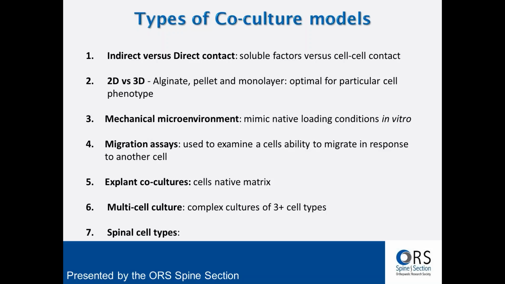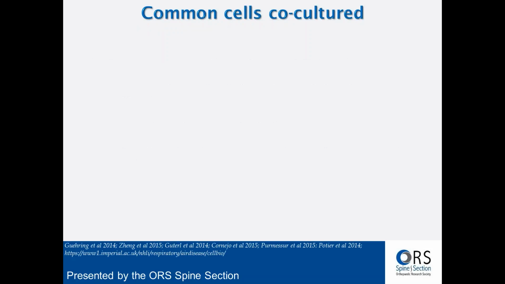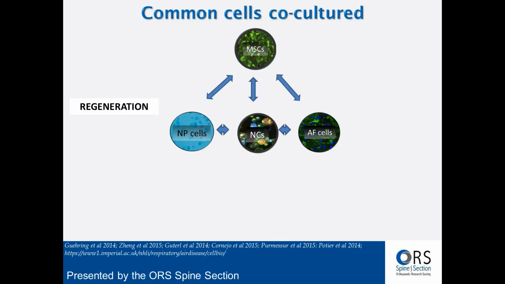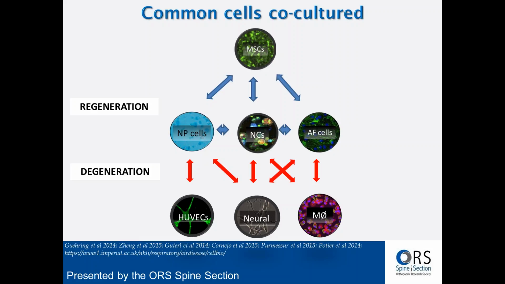Also, there are a diverse array of spinal cell types that have been co-cultured together. And in terms of regeneration, stem cells have been co-cultured with NP cells, notochordal cells, and annulus fibrosus cells. And also, NP cells have been co-cultured with notochordal cells and notochordal cells with annulus cells. So in terms of degeneration, NP cells have been co-cultured with endothelial and neuronal cells, and notochordal cells with neuronal cells and macrophages, and AF cells with neuronal cells and macrophages also.